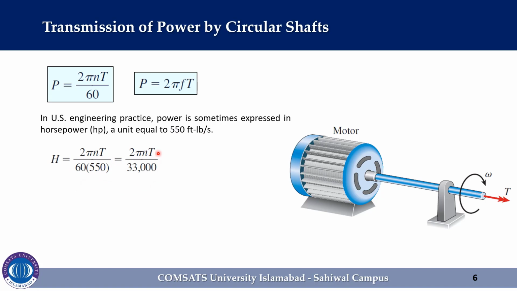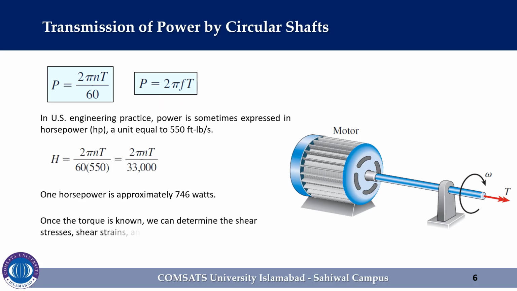And the final equation of horsepower can be expressed as H = 2πnT over 33,000. 1 horsepower is approximately equal to 746 watts. So we can say that the preceding equations relate the torque acting in the shaft to the power transmitted by the shaft. Once the torque is known, we can determine the shear stresses, shear strains, angle of twist, and other desired quantities.